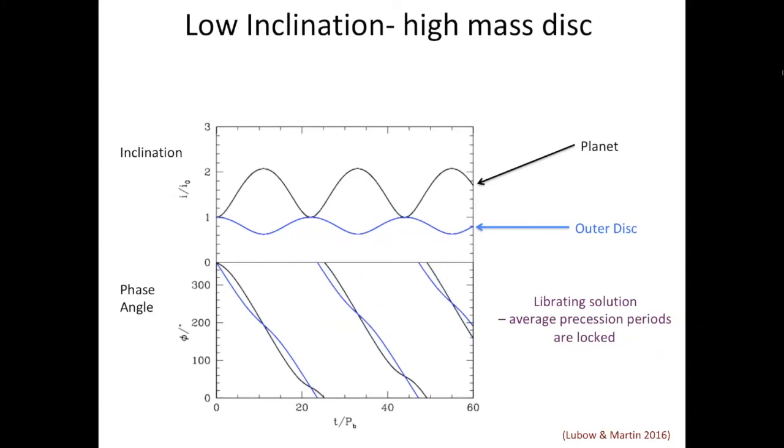This plot is the same as the previous one, except the mass of the disk has been increased. And now you can see that the tilt oscillations of the planet have an even larger amplitude. And in this case, the nodal phase angles are locked, meaning that the planet and the disk are precessing on the same timescale. So irrespective of whether the nodal phase angles are locked, the planet and the disk are going to undergo these tilt oscillations.